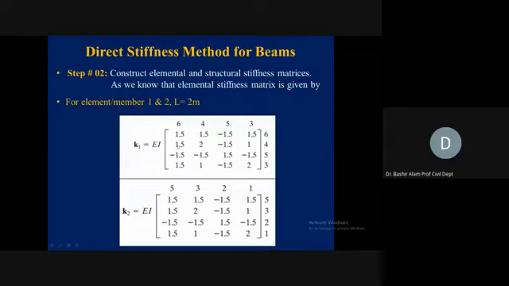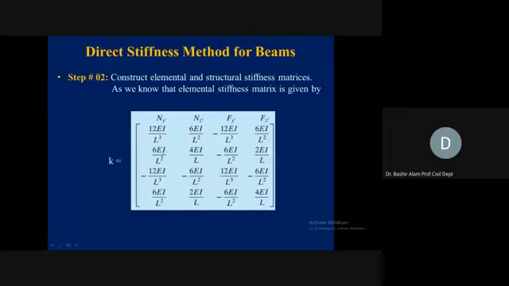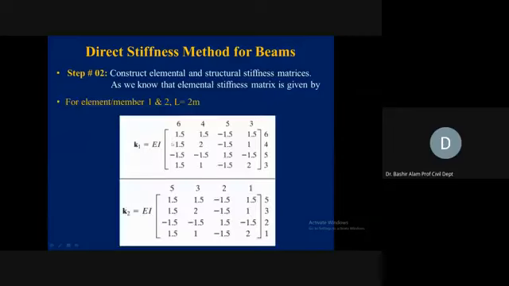If you want to confirm the second one, the second one is 6 EI divided by L square. So 6 and 2 square means it is 6 divided by 4. So again 1.5. This is how 1.5. Similarly, the rest. For element 2, the address is given. So correspondingly, you can use your EI, the coefficients, and L values, and you can generate this K2 element.